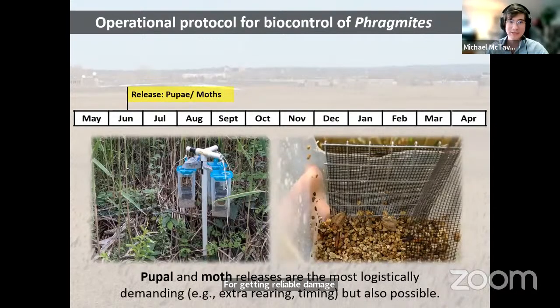We can also release as pupae or as moths. So you can see here, these are containers filled with vermiculite that we use to release pupae and moths, and these might be out in the open or maybe in a caged environment to keep them contained. They are some of the most logistically demanding release methods, so it requires that extra rearing to get them to these late life stages, and you have to get the timing right, but they are also a viable option and something that we've used successfully so far.